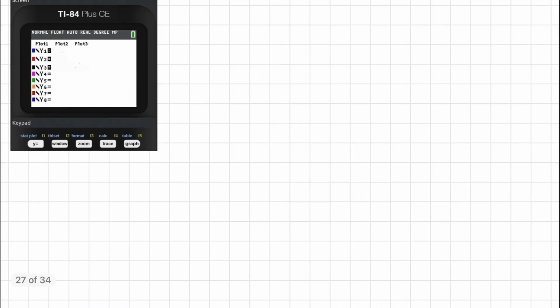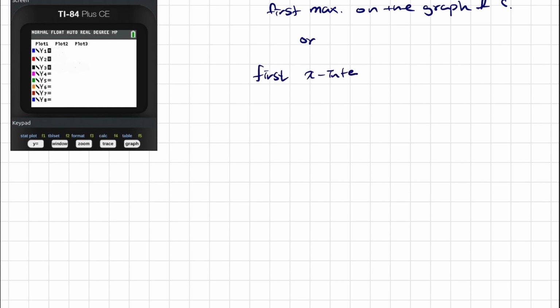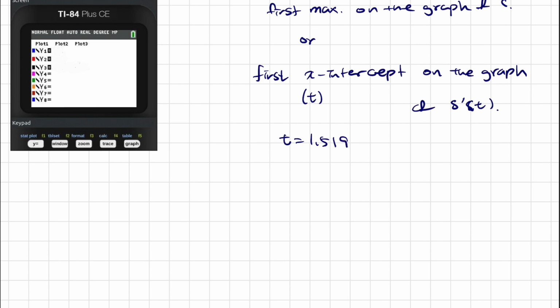So I'm going to write it here. To find the value of the turning point, you have to find the first maximum point on the graph of the original function, or the first x-intercept. We know that x is the same as t, right? The x-intercept on the graph of the first derivative of s of t. Then you will get t value equals 1.51986.